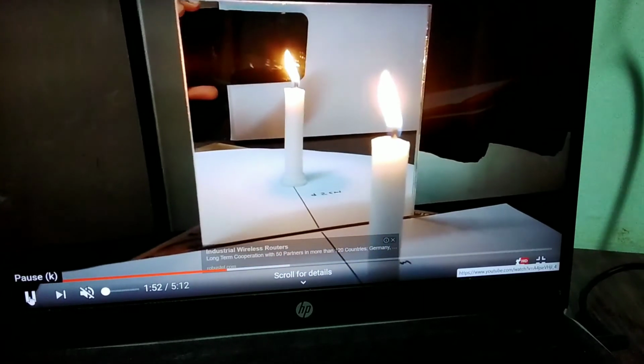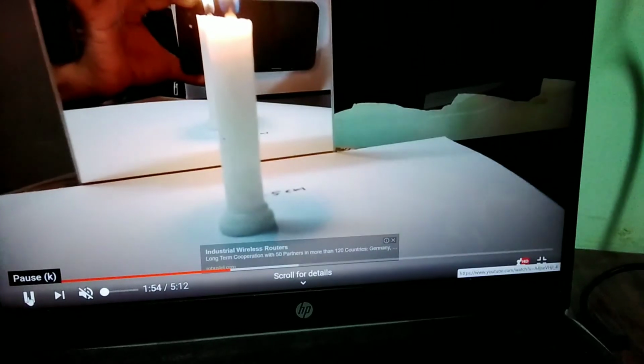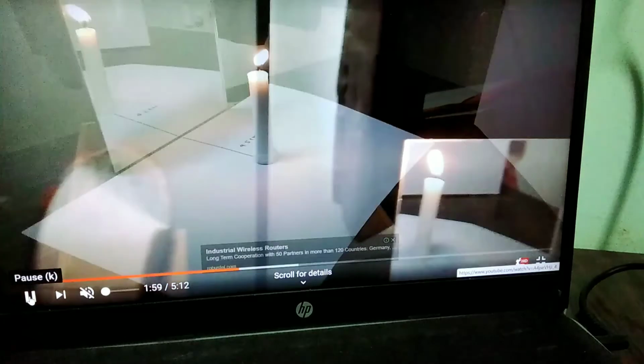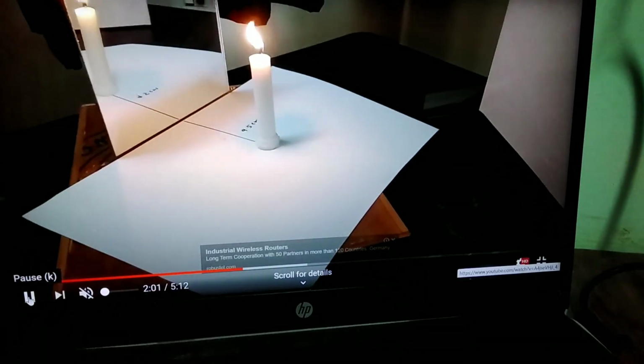And next, the size of the image is equivalent to the size of the object. Both are of equal size.